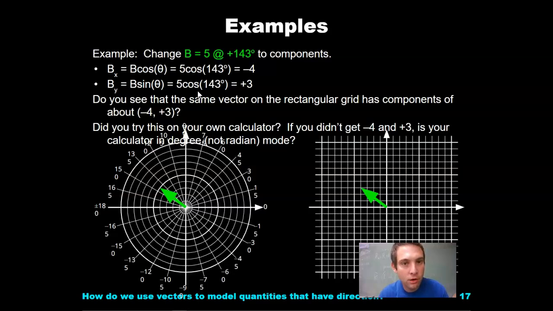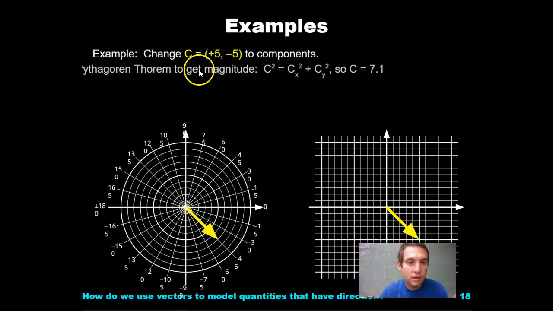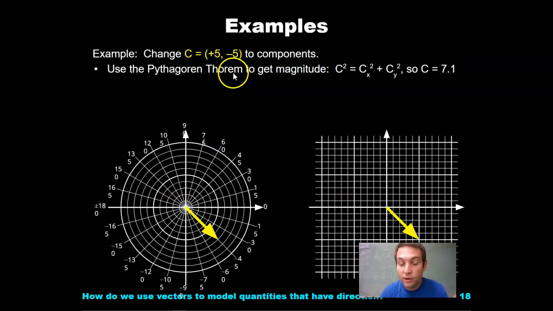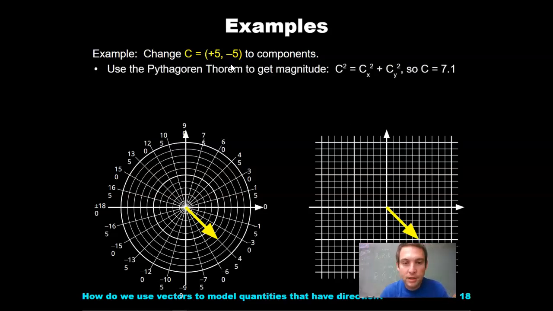Make sure you're in degrees. Another one, into positive and negative components. Well, we are given the components, so we want to figure out what is the actual length of the vector. To do that, we're going to use the Pythagorean theorem. We have our x right here, we have our y right there. So x squared plus y squared equals c squared. So c will come out to 7.1.